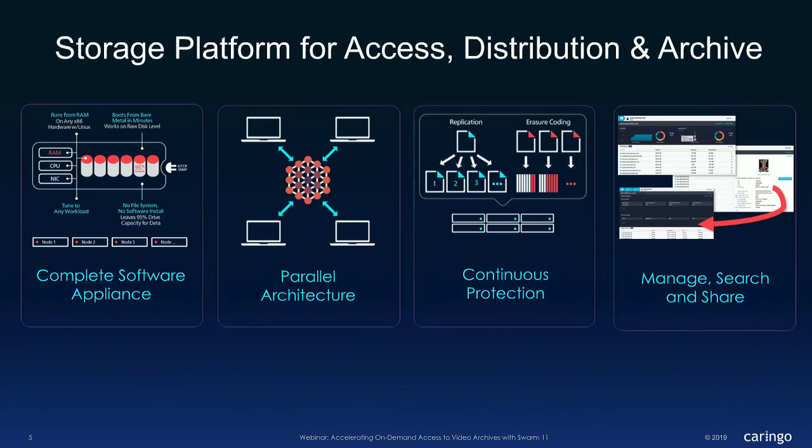Caringo Swarm is a storage platform for access, distribution, and archive. It really starts with a complete software appliance. So we have everything built into our software. You're not messing with operating system installs or a lot of the other things that you have to do with other products, other solutions out there in the market. Where we're unique is really our parallel architecture. Do you want to tell our viewers about our parallel architecture?